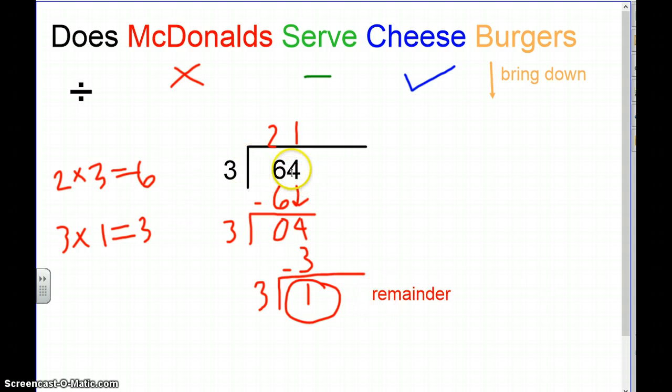So that means that 64 divided by 3 is 21 with 1 left over, or 1 remaining. So up here we would write an R for remainder, 1. So 64 divided by 3 equals 21 with a remainder of 1, with 1 left over, because the groups are not perfectly equal.